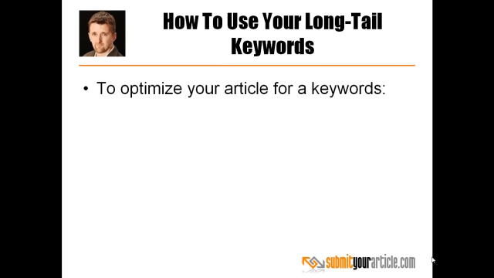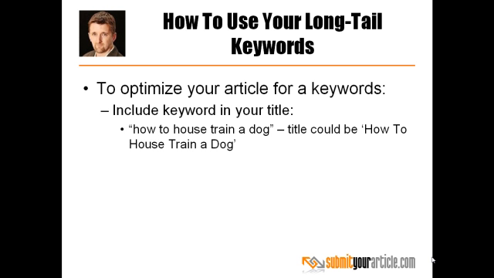To optimize your article for a keyword, and I wouldn't recommend trying to optimize an article for more than one keyword, you firstly need to include your keyword in your title, and preferably as far to the start of the title as possible. So I have some examples here. If your keyword was how to house train a dog, that in effect is a title all by itself, so we can just leave that as it is. That's a nice and easy one.